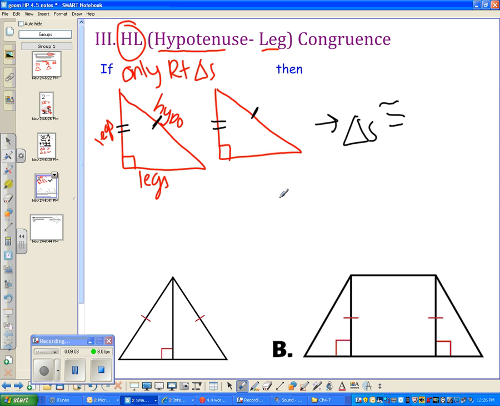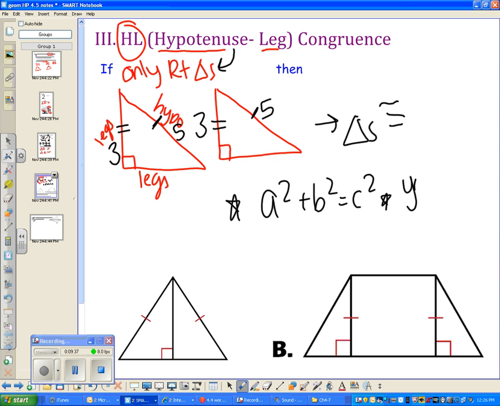There's a bunch of different things you can do because of Pythagorean's theorem. Because let's say, for instance, that you know this side is 3 and this side is 3 and this side is 5 and this side is 5. You could do Pythagorean's theorem and figure out what this other leg is just fine, and then you'd have SSS. So hypotenuse leg is something you can use only for right triangles, but you have a lot of flexibility with HL because of Pythagorean's theorem, again, because you have right triangles. So you can figure out all the sides and use SSS if you want to.